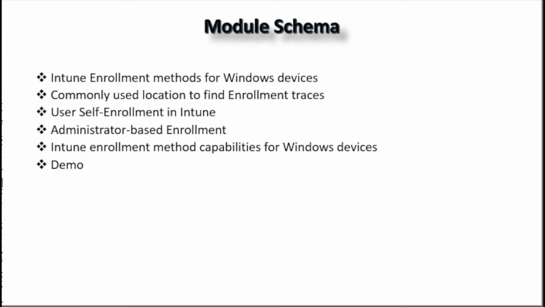In this module, we are going to discuss only Intune enrollment methods for Windows 10 and Windows 11 devices. Today I will be covering enrollment types and enrollment methods for Windows devices, like user self-driven enrollment and administrator-driven enrollment, common locations on the device where we can find the enrollment traces, and Intune enrollment method capabilities for Windows devices. We'll also discuss the best practices by enrollment method as well as the capabilities by enrollment method.